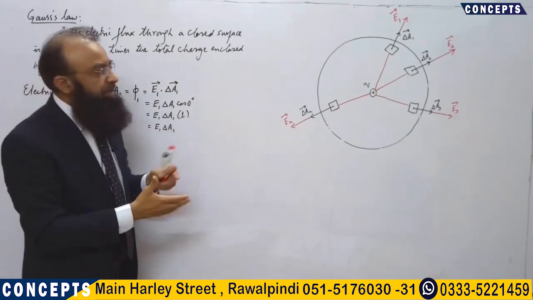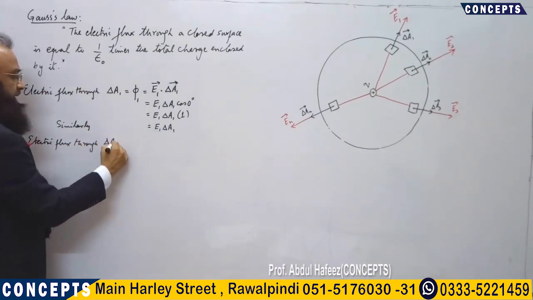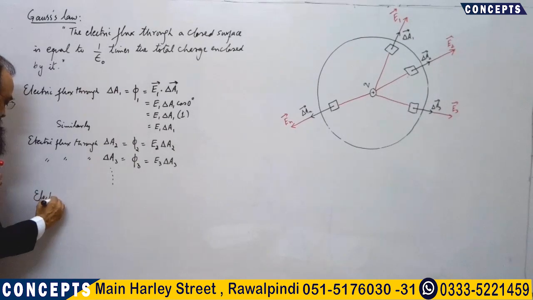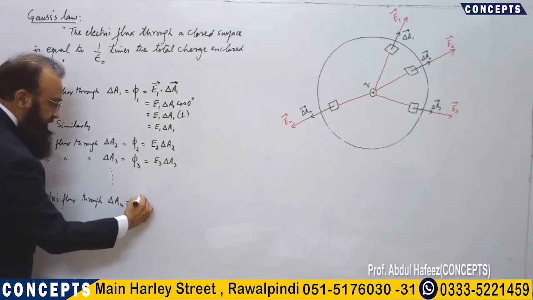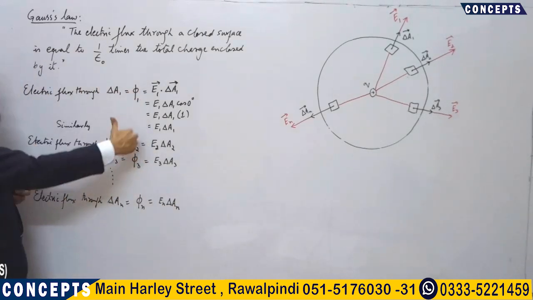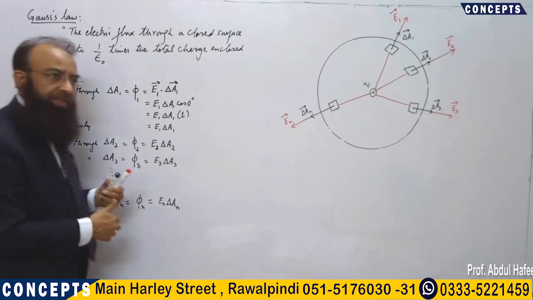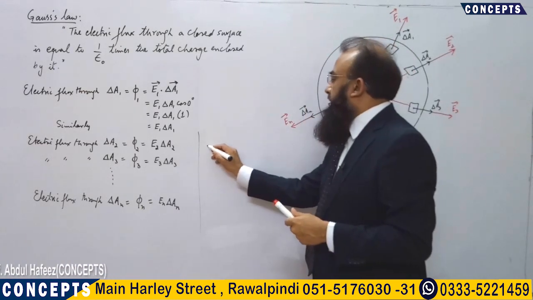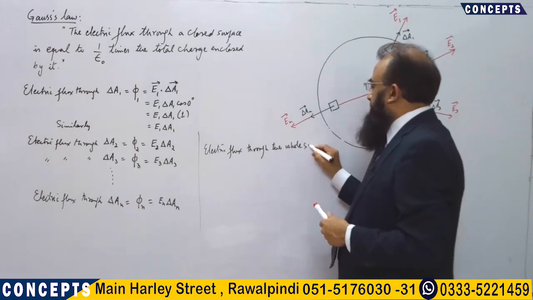As the condition is the same for every patch, similarly the electric flux through our nth patch delta An is phi n equal to En delta An. So these are the electric fluxes through every patch. Now as we are supposed to find the electric flux through the whole surface, for that we add them up. This is the total electric flux.